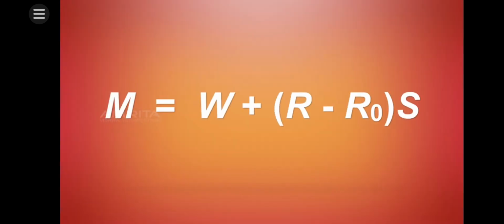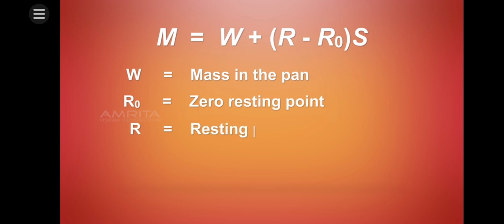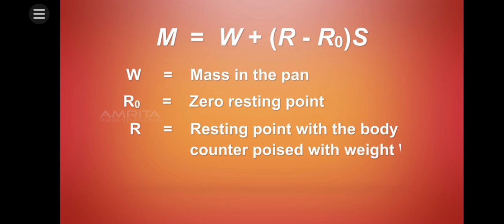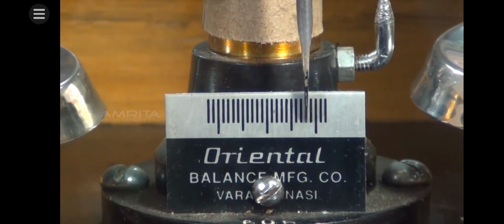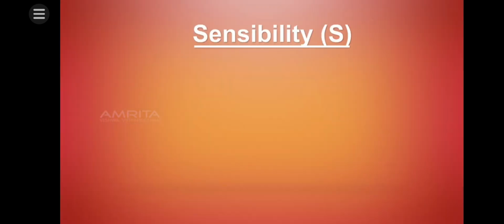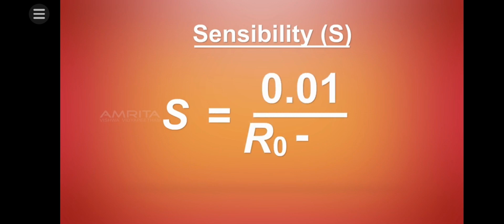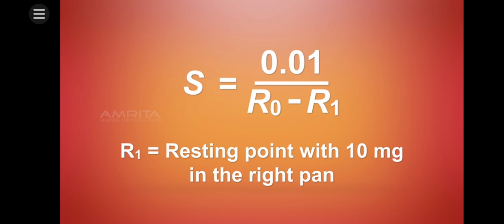M is equal to (W plus R minus R0) into S, where W is the mass in the pan, R0 is the zero resting point, R is the resting point with the body counterpoised with weight W, S is the sensibility of the balance. The sensibility S is the weight required to shift the resting point of the balance by one division. It is calculated from the equation S is equal to 0.01 divided by (R0 minus R1), where R1 is the resting point with 10 milligrams in the right pan.